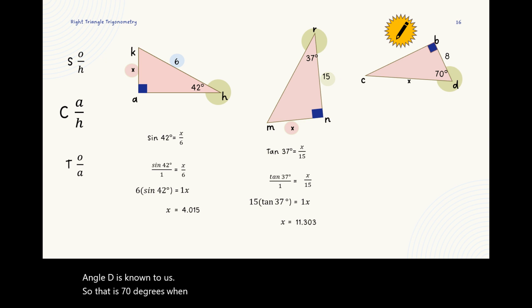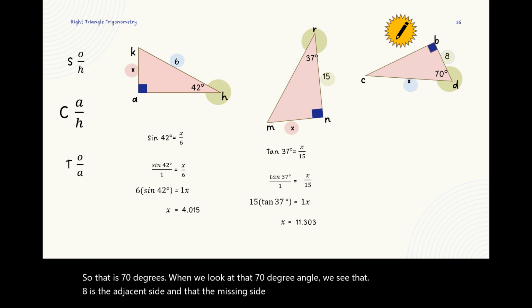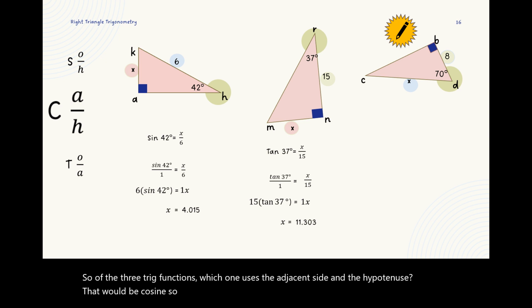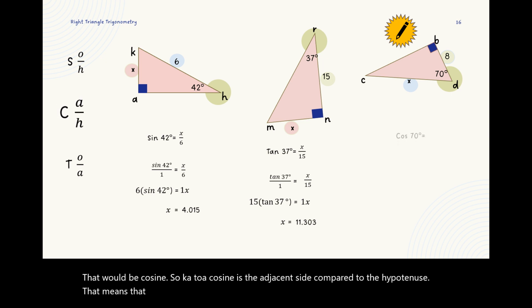When we look at that 70-degree angle, we see that 8 is the adjacent side and that the missing side is the hypotenuse. So of the 3 trig functions, which one uses the adjacent side and the hypotenuse? That would be cosine. So CAH. Cosine is the adjacent side compared to the hypotenuse. That means that I can use the cosine of 70 degrees, and that has to equal 8 over x.